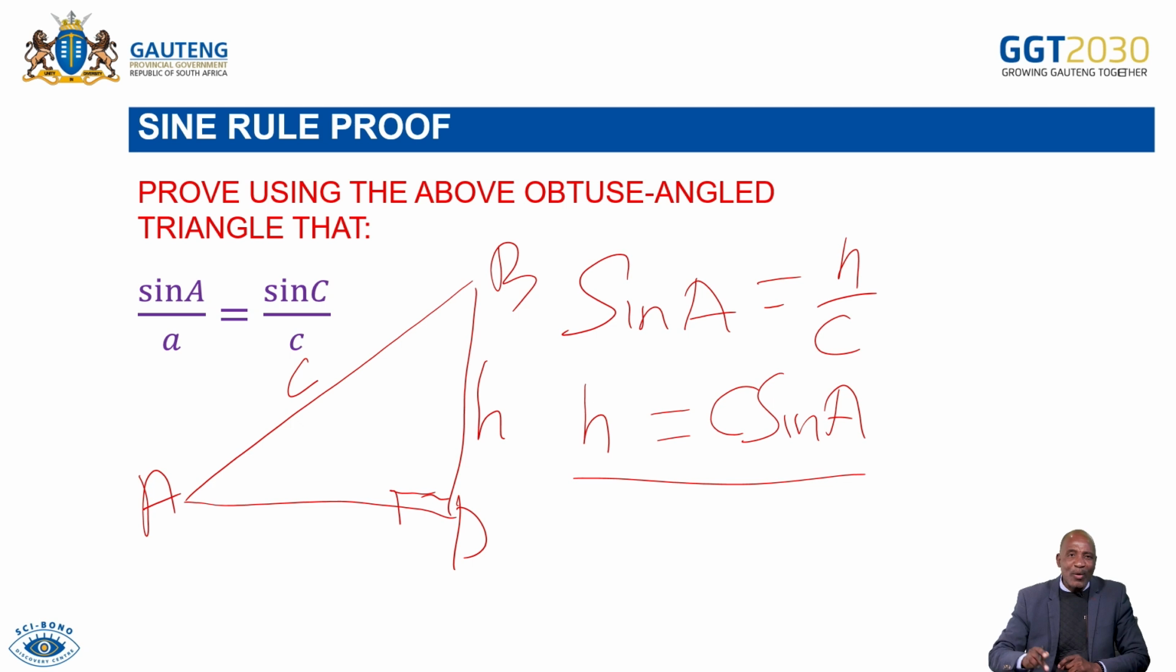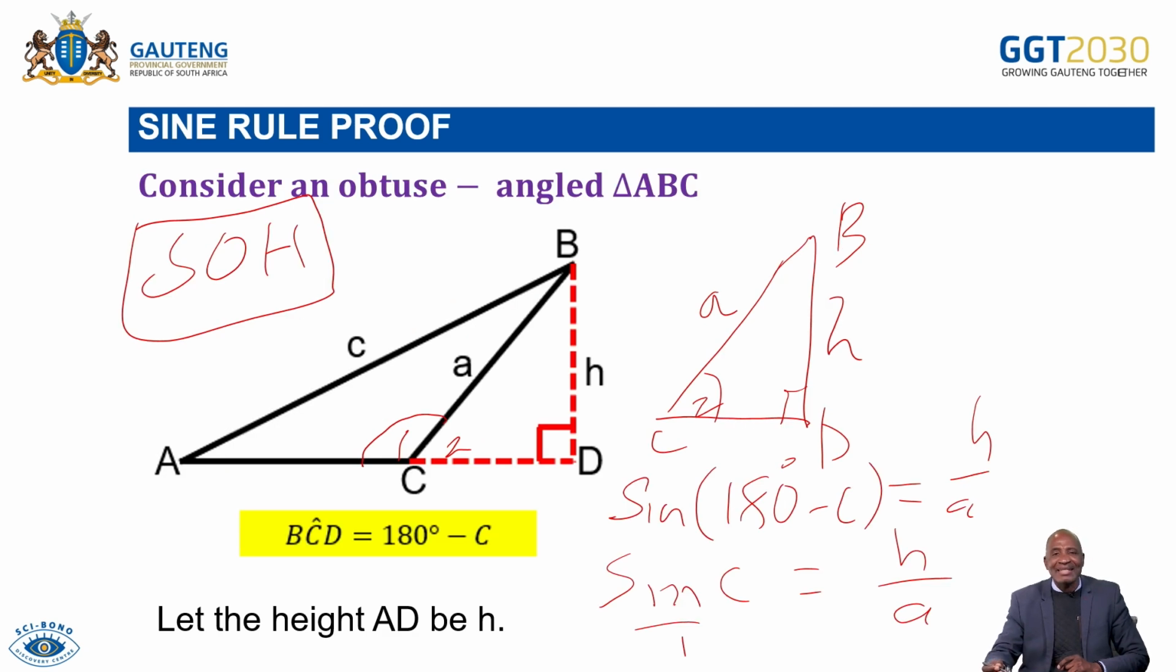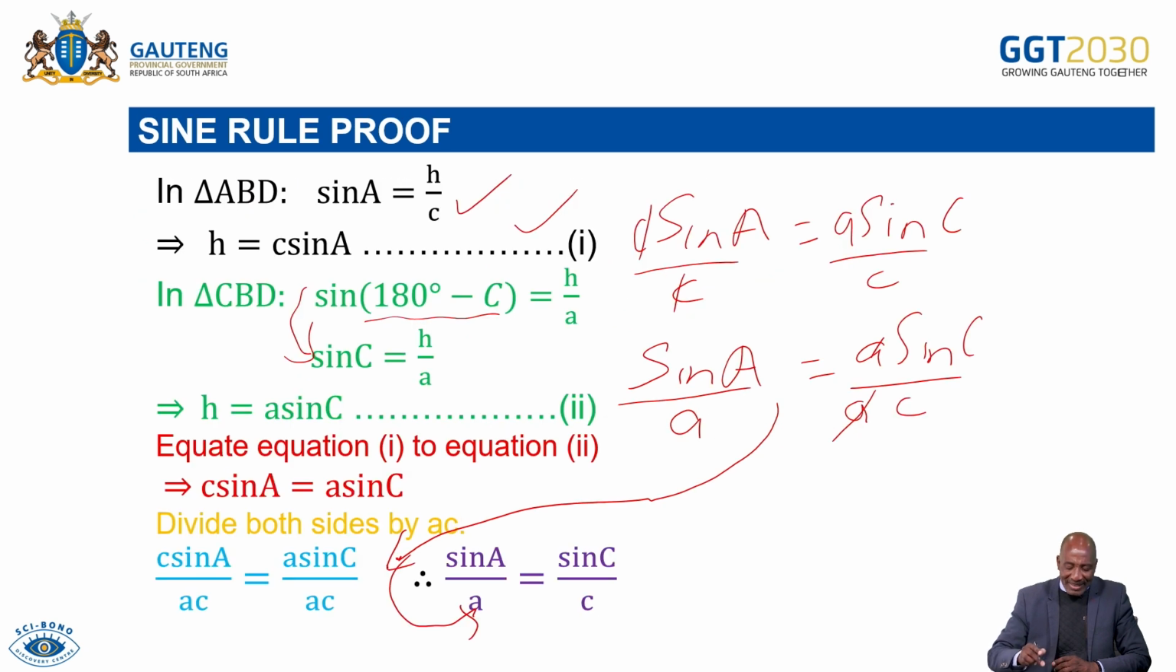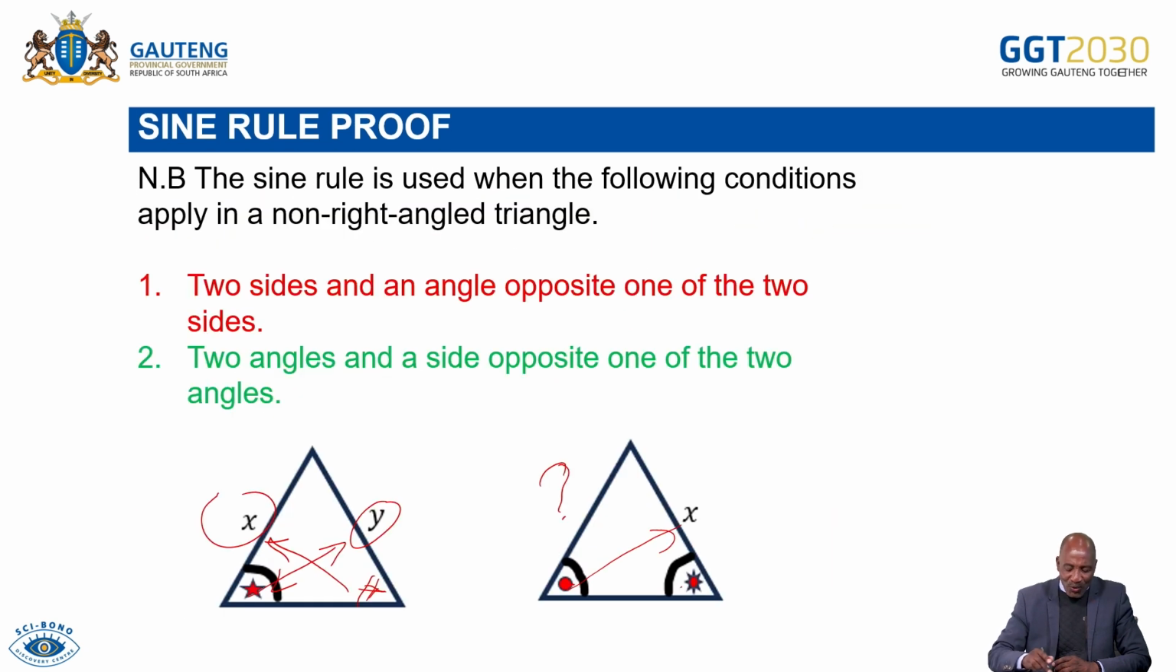But don't forget, if you use this obtuse angle triangle, your C2, the new angle at C, which is outside the triangle, is no longer going to be C. It's now going to be 180 degrees minus C because of the sum of adjacent angles on a straight line. Then from there, you use the reduction formula until you have proven it.